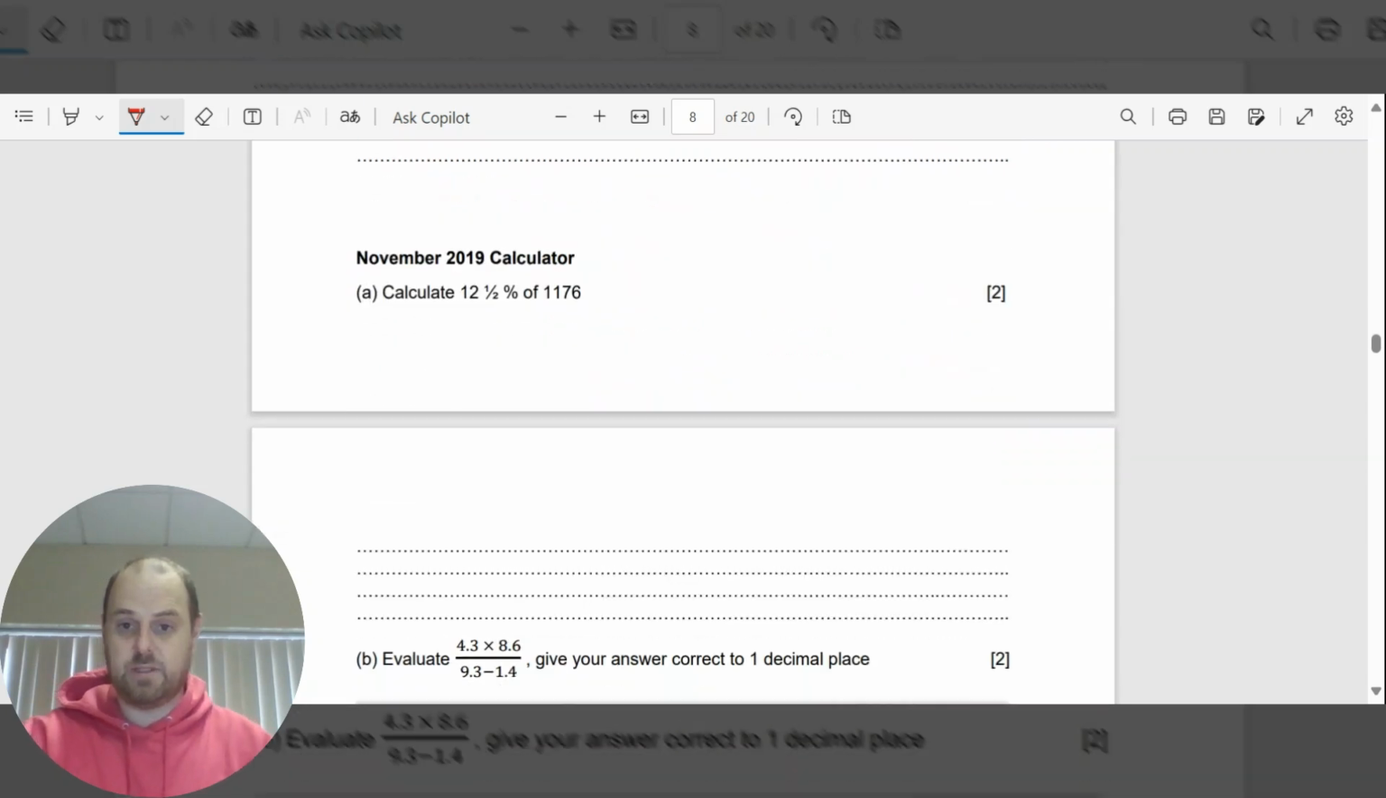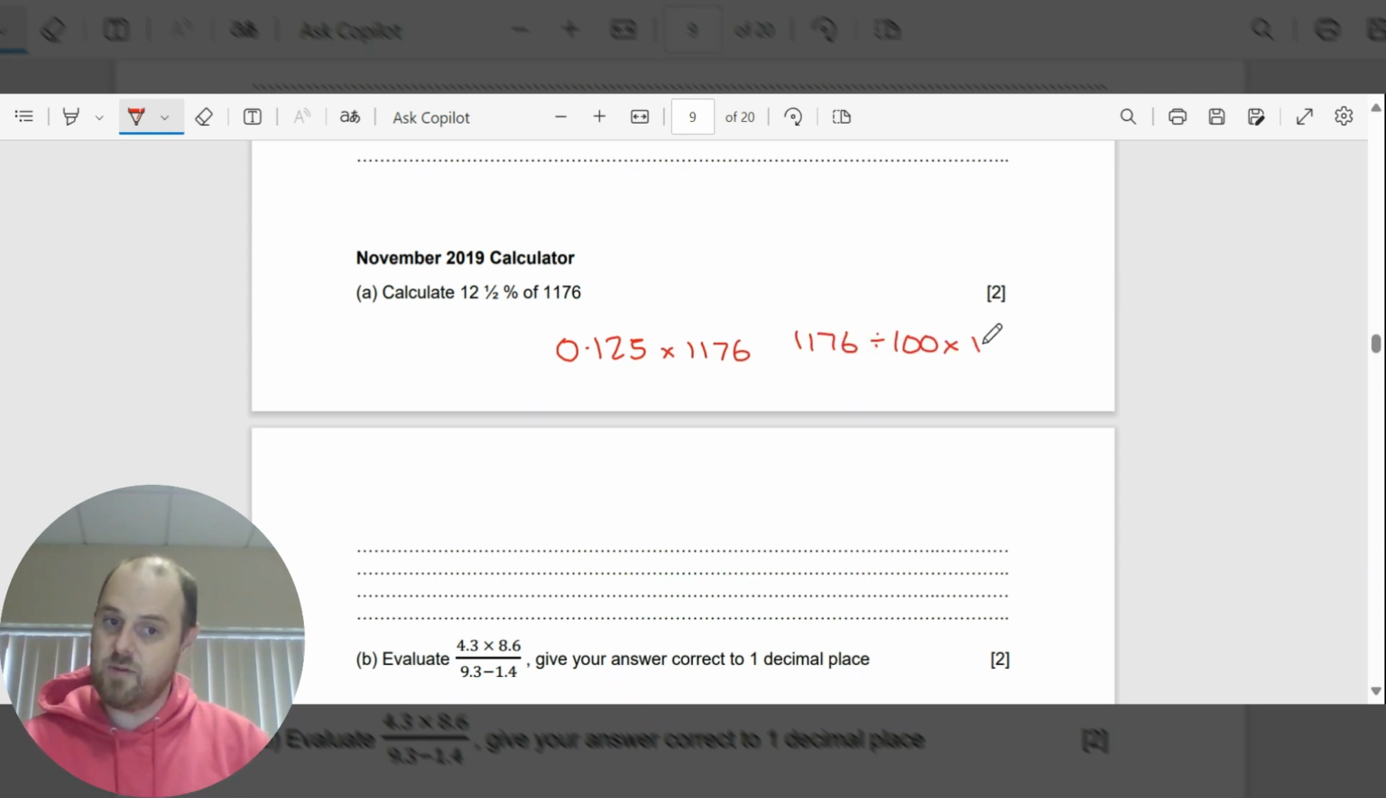Keep going, right? You can do that. Yeah, look, you could call this 0.125, right? Times 1176. Alternatively, 1176 divided by 100 times 12 and a half.